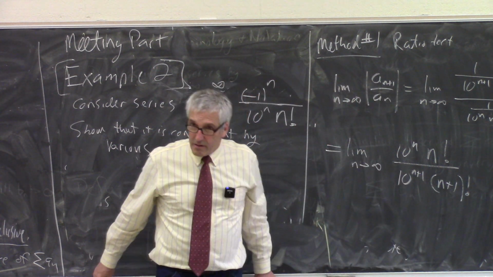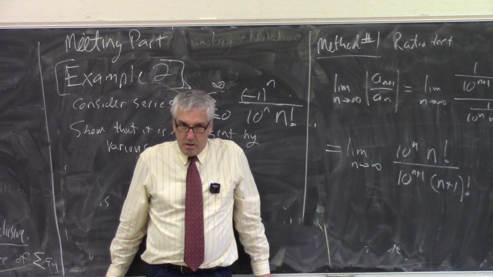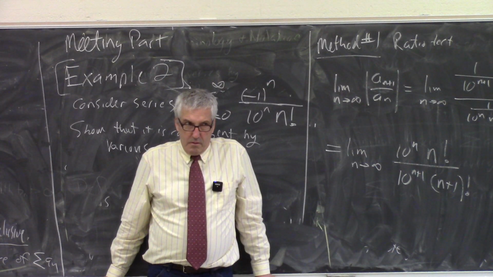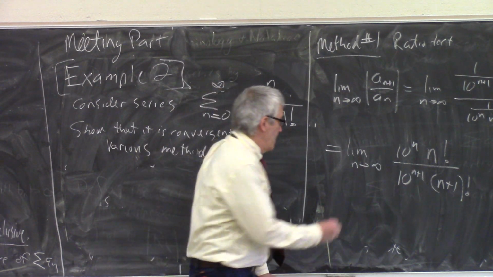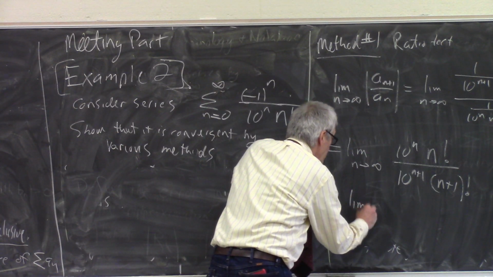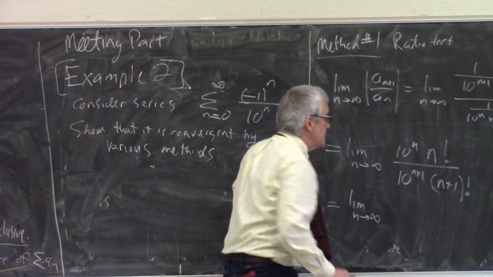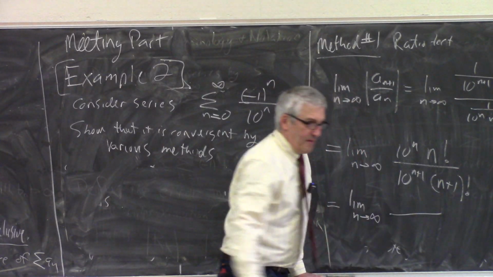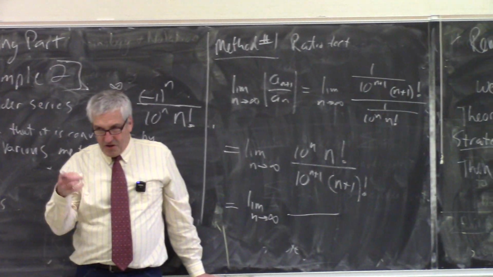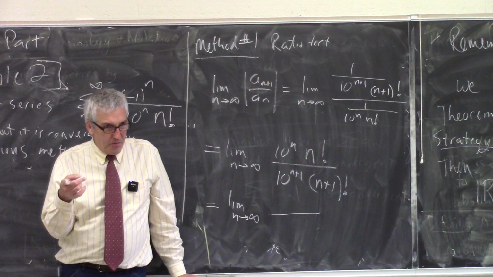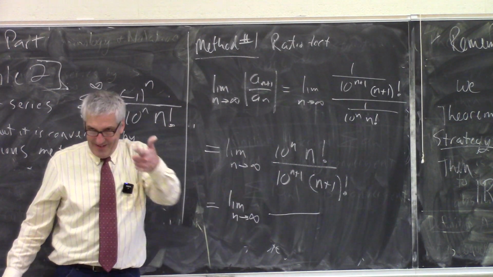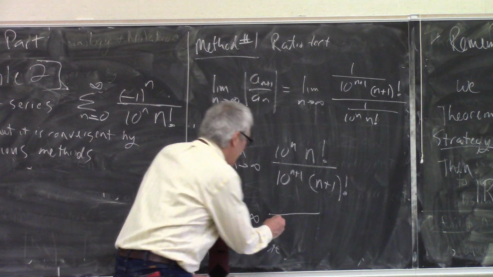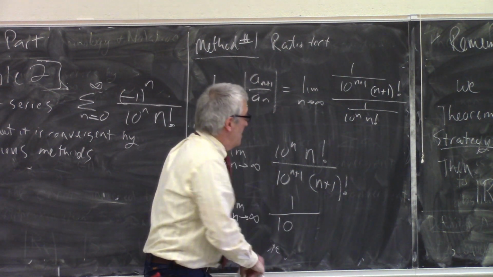Now, what's 10^n divided by 10^(n+1)? I'm not going to call on Marcy. Marcy's not going to answer all the questions. Somebody else tell me. How do I simplify 10^n over 10^(n+1)? Come on, we got stuff to do. It's 1 over 10. Good, 1 over 10. Thank you.